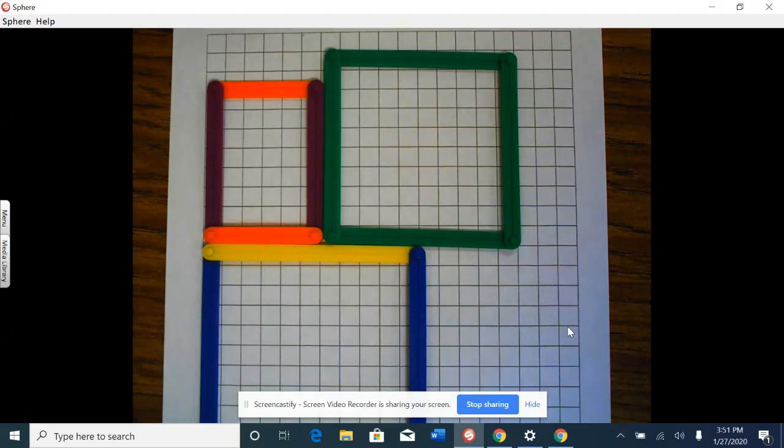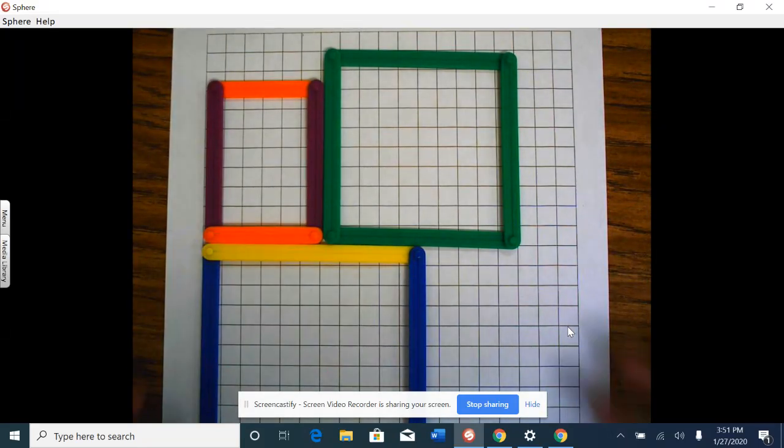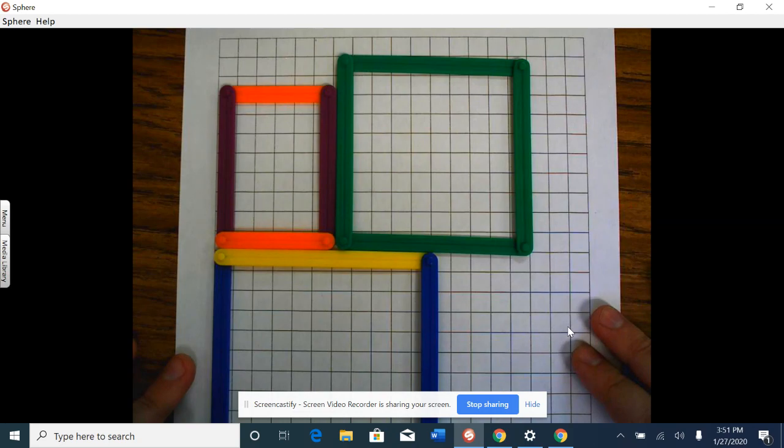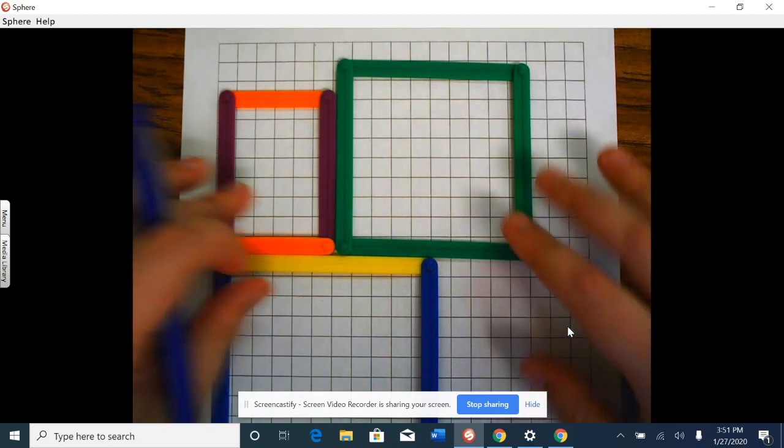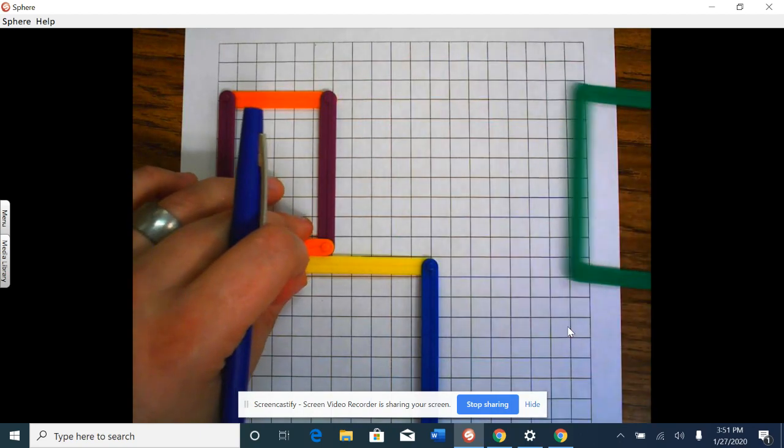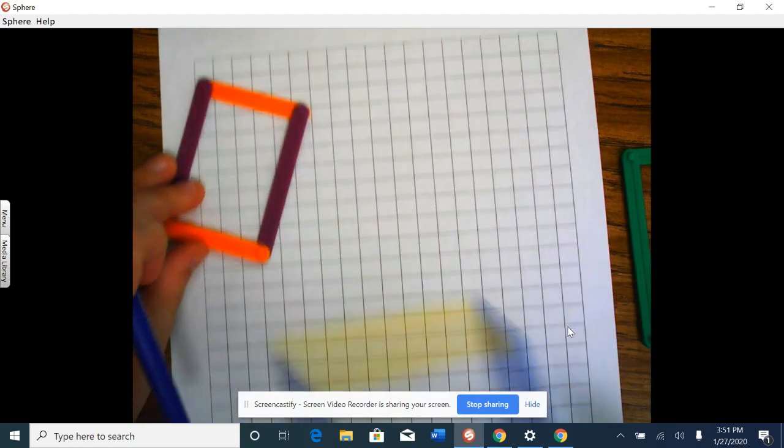Okay, hopefully you can hear me just fine. It's a little preview of what some of our shapes are going to look like here. But again, we're going over the perimeter and area of some different shapes.